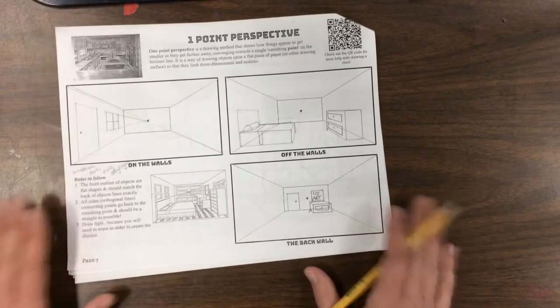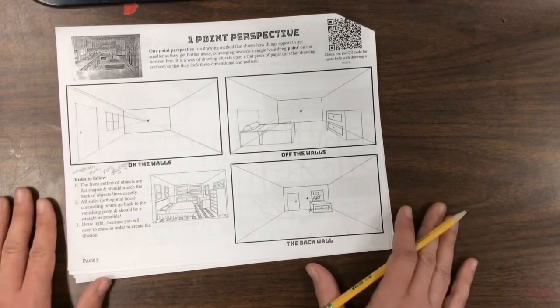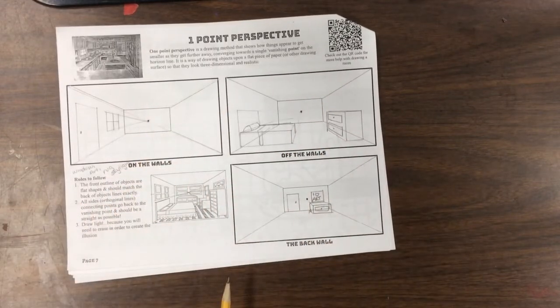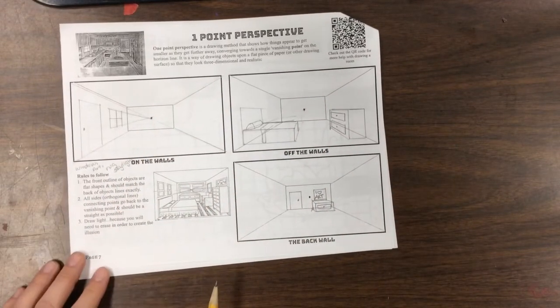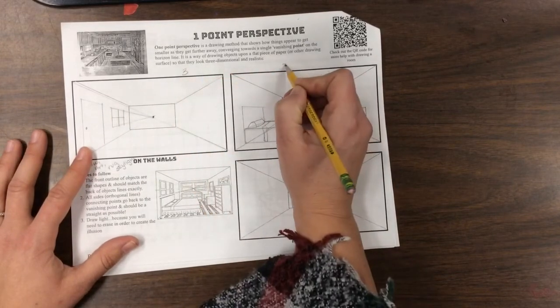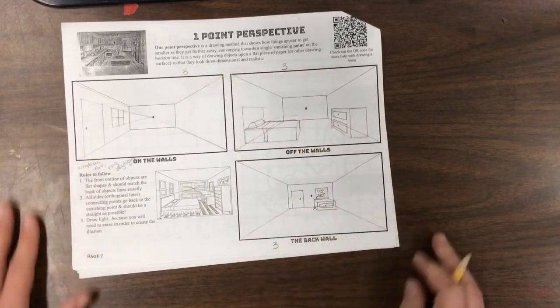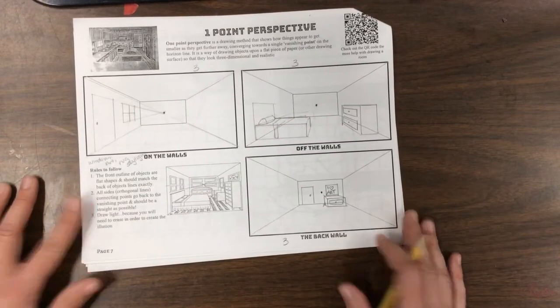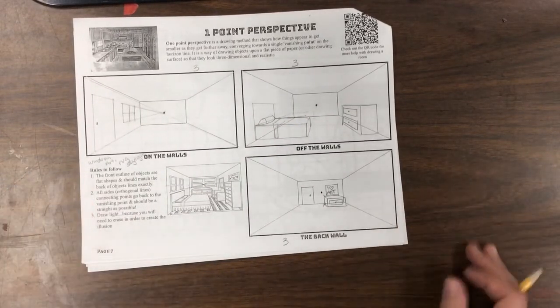All right, so you're not going to stop here. In each of these rooms, okay, you are going to add some stuff. I want you to add 3 more items to each room, okay? And once you're done with those 3 items, then you may turn this one in.